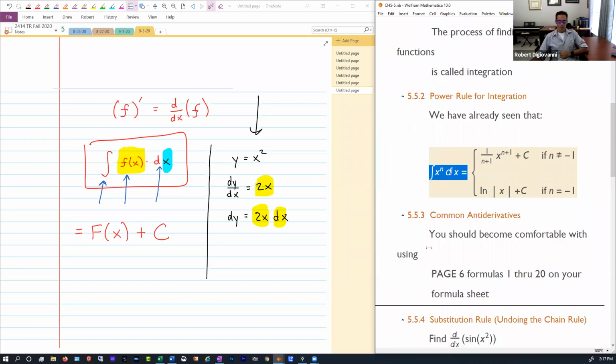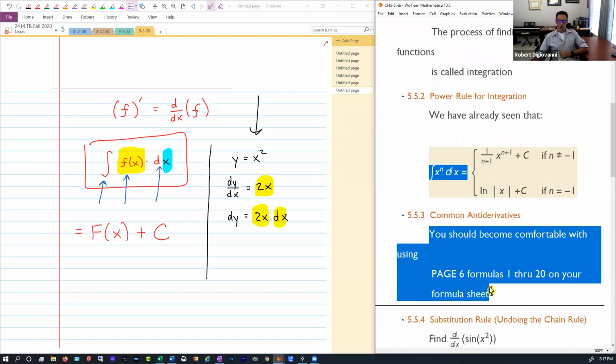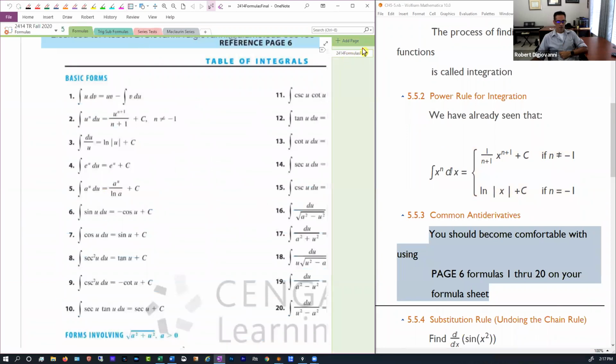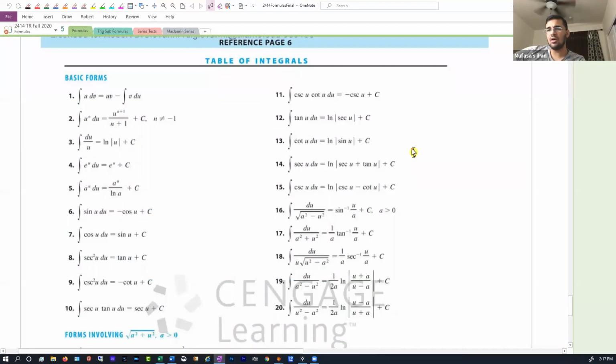All right. At this point, you should become familiar with formula page 6, numbers 1 through 20. I'm talking about this page right here. What section are we on right now? 5.5. But really, the notes I'm doing right now are probably not in section 5.5 in the book. I doubt they are. I actually haven't started 5.5 yet. I'm just getting us ready for it.